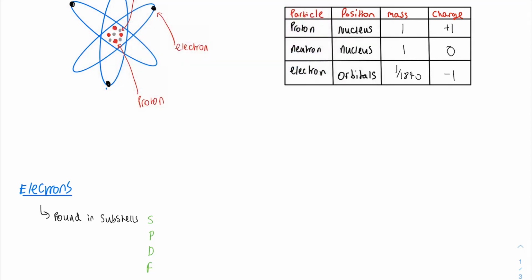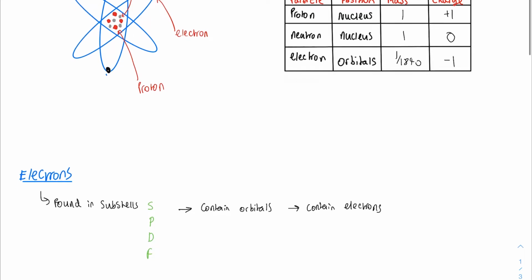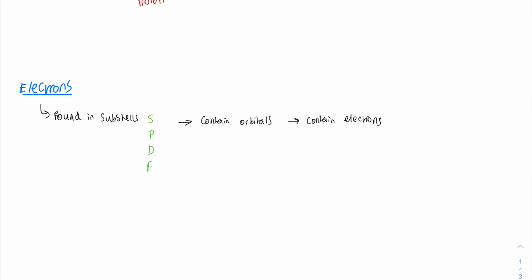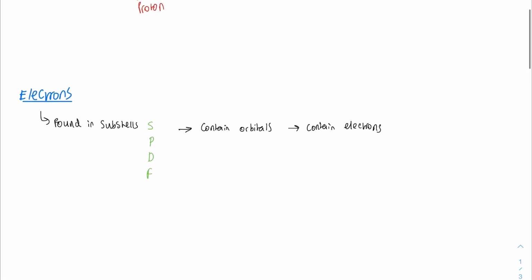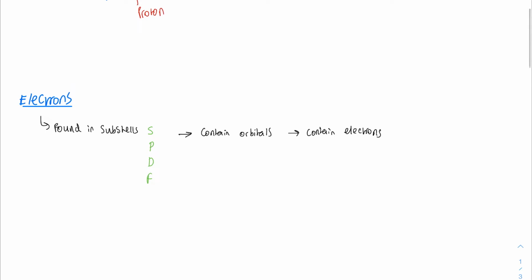Now, these subshells contain orbitals, which in turn contain electrons. You don't need to know the shape of the subshells, but for insight, an S subshell is spherical, so something like that, and a P subshell is a dumbbell shape, something like that.